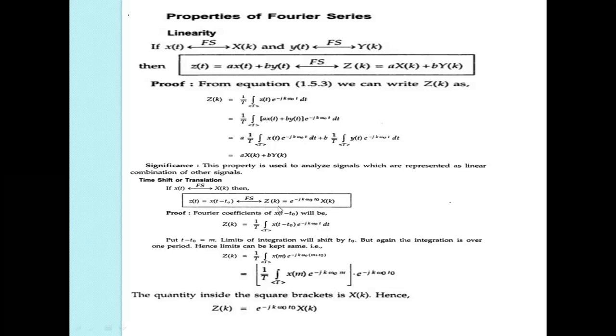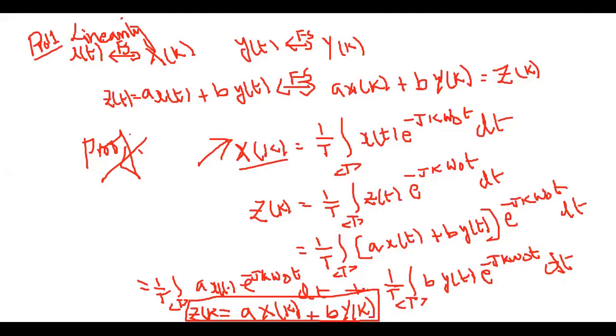And in the frequency, z of k is equal to, whatever the number of samples shifted in the time, you get a negative exponential with that t naught only, e power minus j k omega naught into t naught. That is multiplied with the frequency-domain signal x of k. Later, you can prove this time shift or translation property.